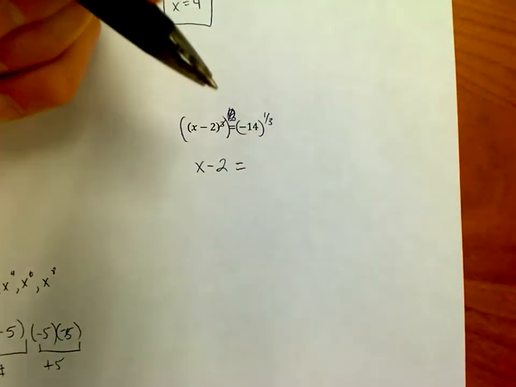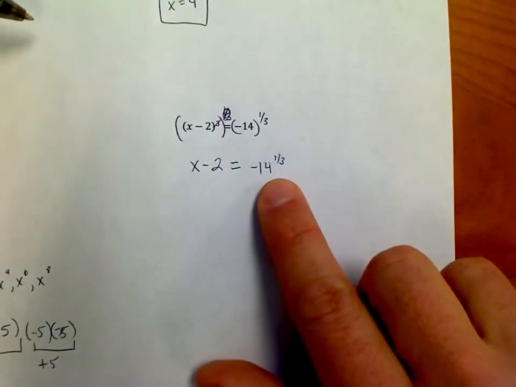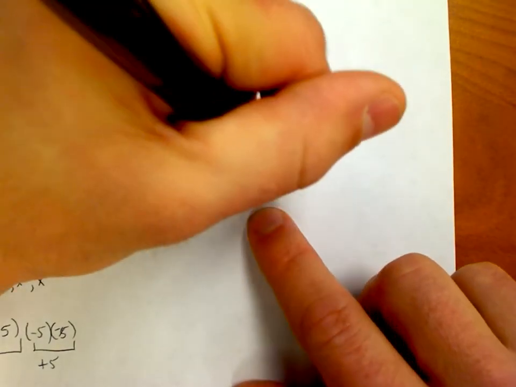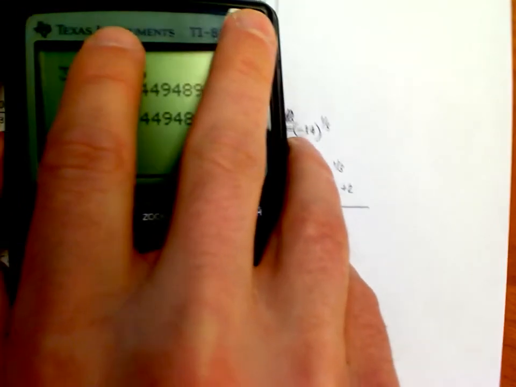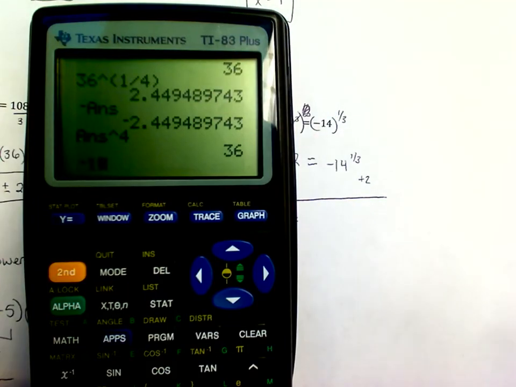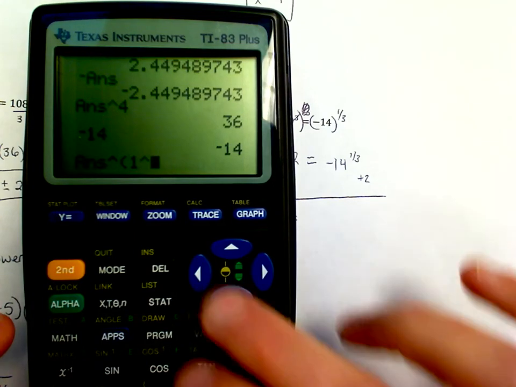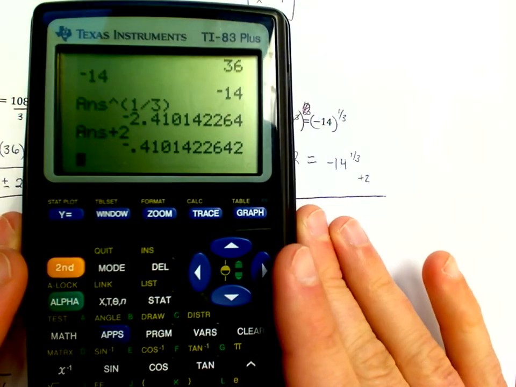That's equal to negative 14 raised to the 1/3 power. That's going to give me a messy decimal here in a second, but whenever I get that messy decimal, I'm simply going to add 2 to it, and I have my answer. Okay, so x is going to be equal to, ready? Negative 14. I'm going to raise that to the 1/3 power. I'm going to add 2 to it. My answer is negative 0.41.